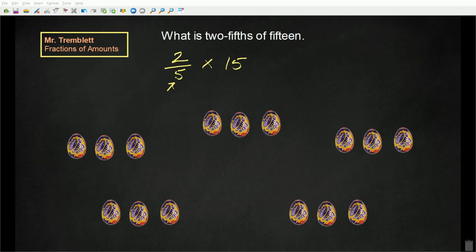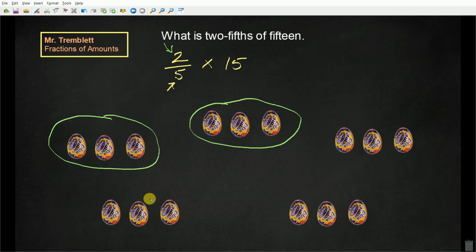And the numerator is what's telling me how many of those I get to keep or eat in this particular case. So we're going to get to eat 2 out of the 5 groups that we've split the 15 into. So we're going to eat this group, and it doesn't matter which one, we're going to pick this one. So, what is 2/5 of 15? This group has 3 in it, this group has 3 in it, so the answer is 6 full things.